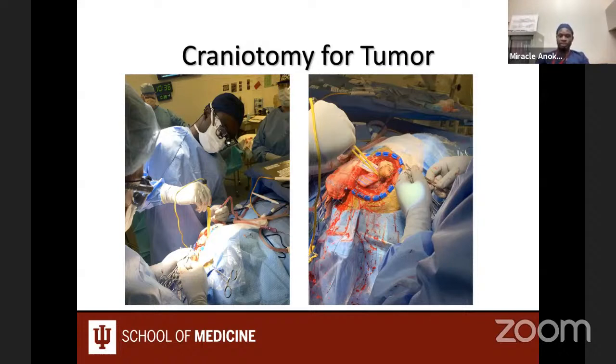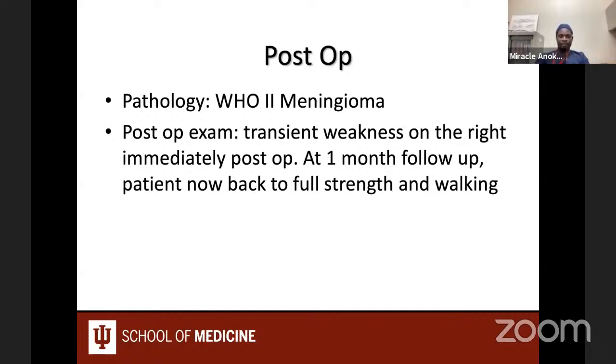Patient did well. She woke up and the pathology came back as World Health Organization grade 2 meningioma, which is a slightly more invasive form of a meningioma. She actually needed to get some adjuvant therapy afterwards. On her post-op exam immediately, she had some transient weakness on the right side of her body immediately post-op. And at 1 month follow-up, the patient then came back to her full strength and was walking on her own. So she had what we call SMA syndrome, and patients typically do pretty well if they develop that.